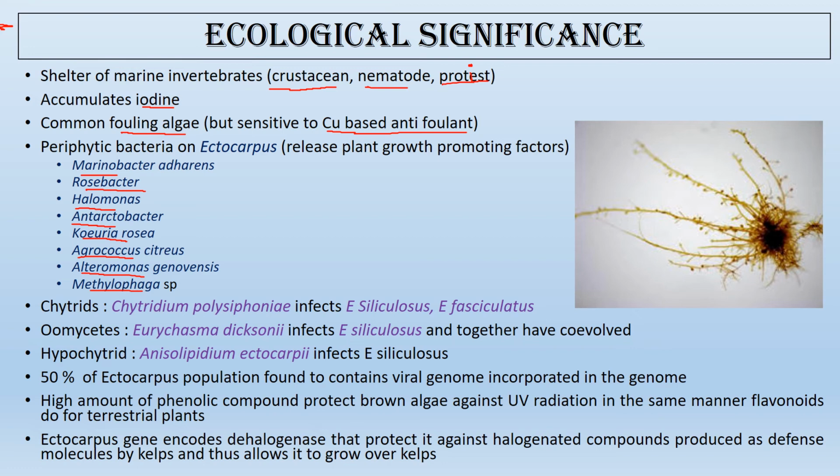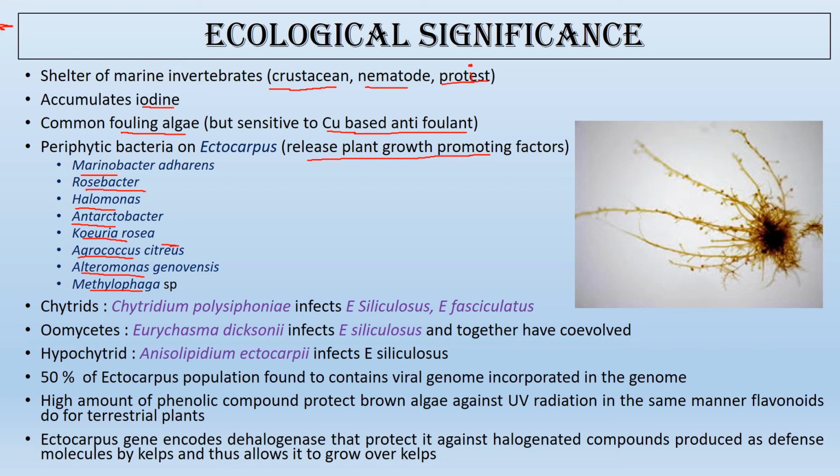And in fact, these bacteria are found to be growing in Ectocarpus not as parasites, but they have a mutualistic relation. Especially they release plant growth promoting factors. These bacteria have a mutualistic relation with Ectocarpus. Just like when we find many species of fungi growing inside plants, especially Pinus and others, as mycorrhiza. And this is the same case, with bacteria growing inside Ectocarpus and releasing plant growth promoting factors.